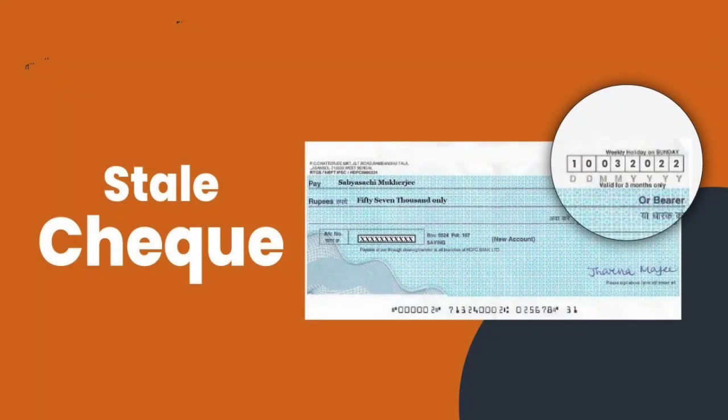Next type is a stale check. A stale check is a check that has been written for a long time and has not been deposited or cashed. The check is considered stale after a certain period of time, usually between 3 to 6 months, depending on the country or the bank's policy. A stale check is not valid for payment and the bank will not honor it.